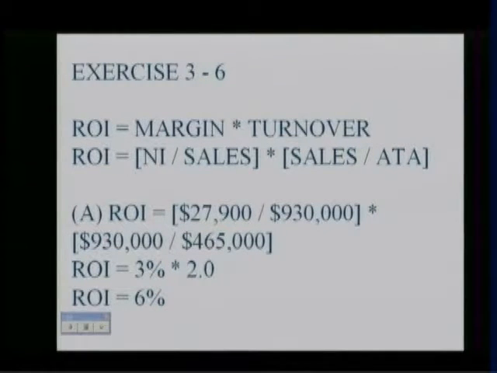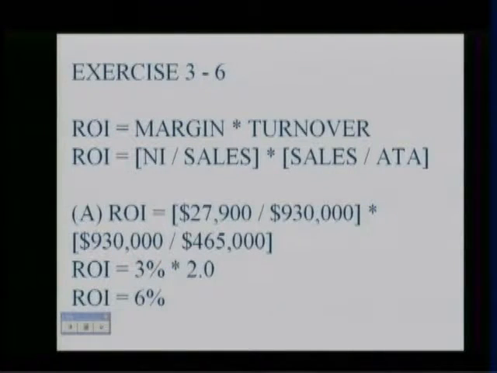Problem 6 is exactly like problem 5, except it's got 3 more scenarios for you on how to compute ROI using various pieces of information. We'll do one and then I'll leave the last 2 for you, although the solutions are here on the slides. You'll be able to compute them yourselves. Let's talk ourselves through this first one in problem 6 and see how we do it. The first thing you're going to do is write down your 2 formulas. ROI equals margin times turnover. Then ROI equals net income divided by sales times sales divided by average total assets.